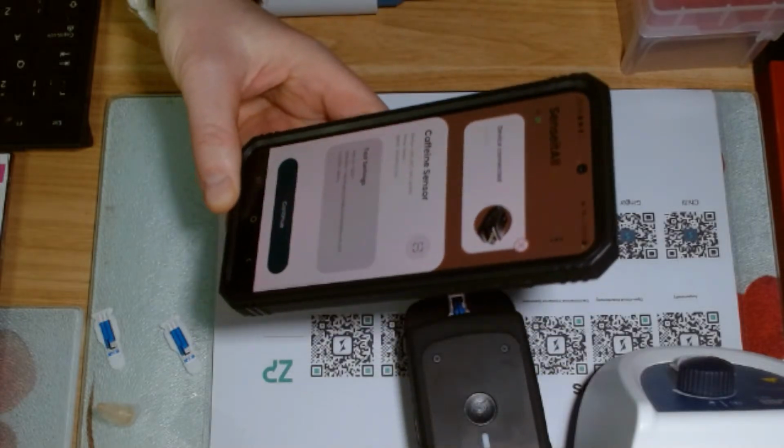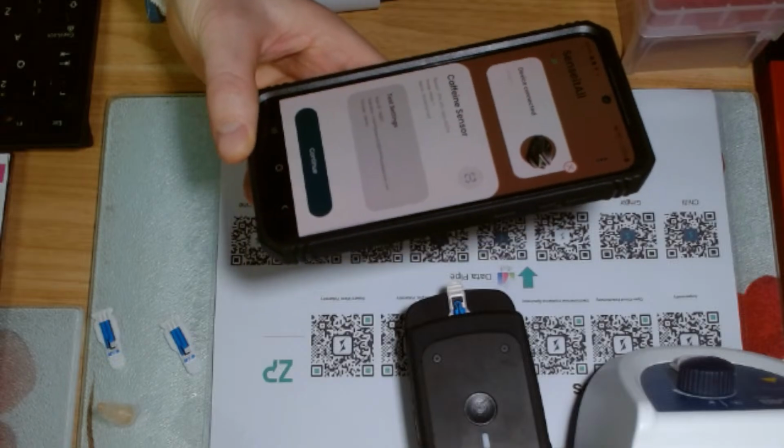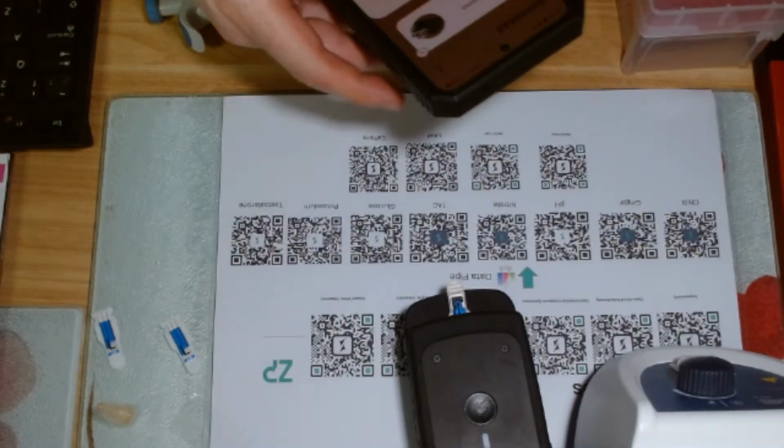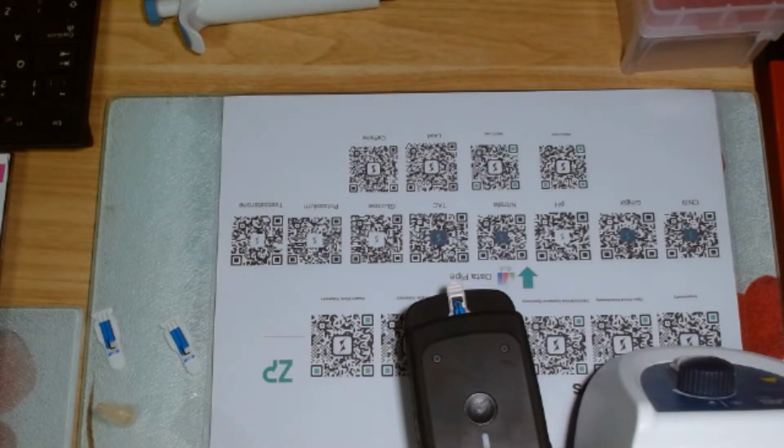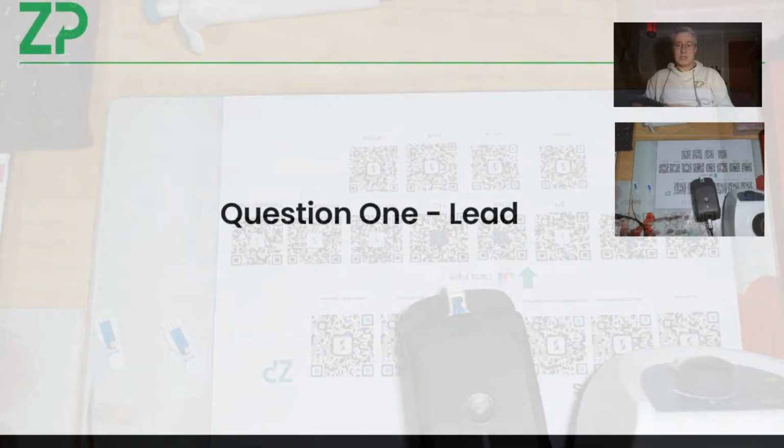I've just put it into caffeine sensor mode. I'll do another one here, which is nitrate. I missed it. But we have all these different, let's say, modes that we can run off this particular potentiostat. So with that said, let me go to screen 2.